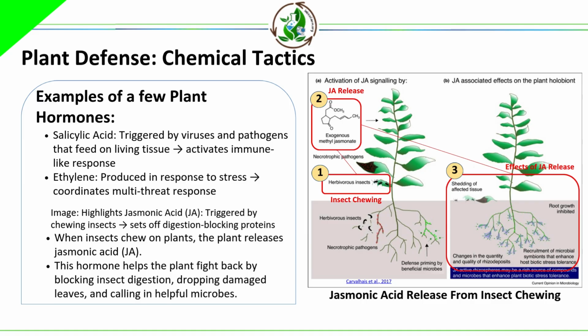Jasmonic acid, we call it JA, kicks in when a chewing insect takes a bite. It tells the plant to make proteins that mess with the insect's digestion. And it can even trigger the release of VOCs, those chemical signals that call in predators to help.